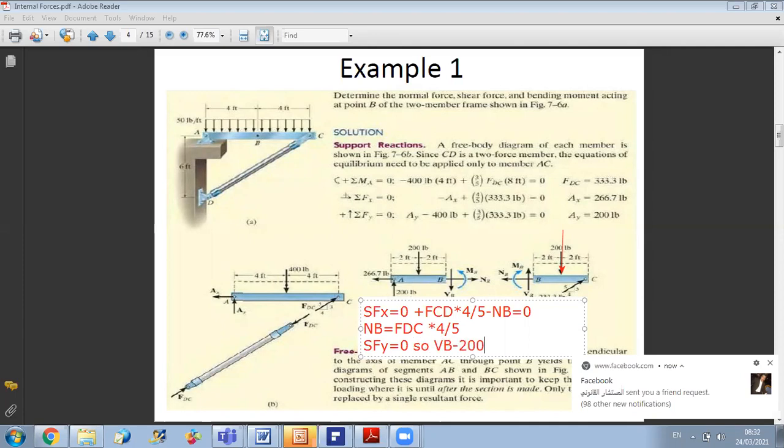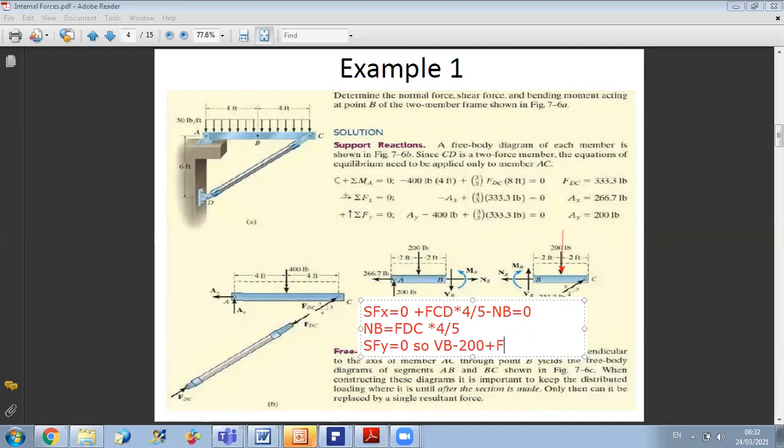minus 200 plus FDC times 3 over 5 equals 0. So I can get the value of VB. And finally, to calculate the moment at B, I do sum of moments about B equals 0. And for my equation, I select a positive direction. So I will take here the clockwise as positive.